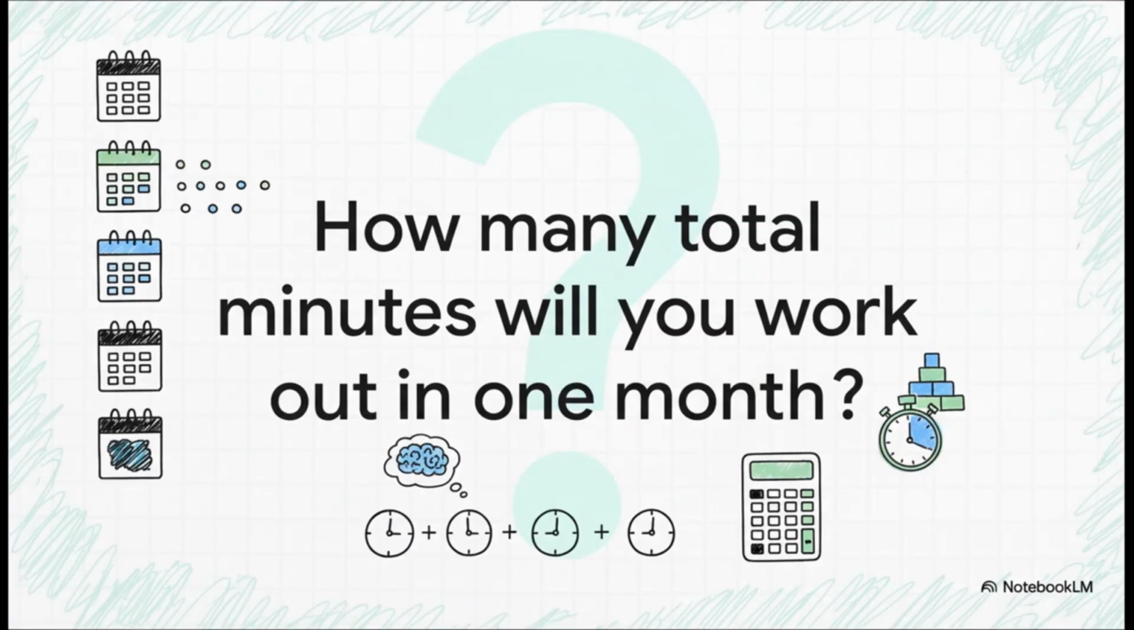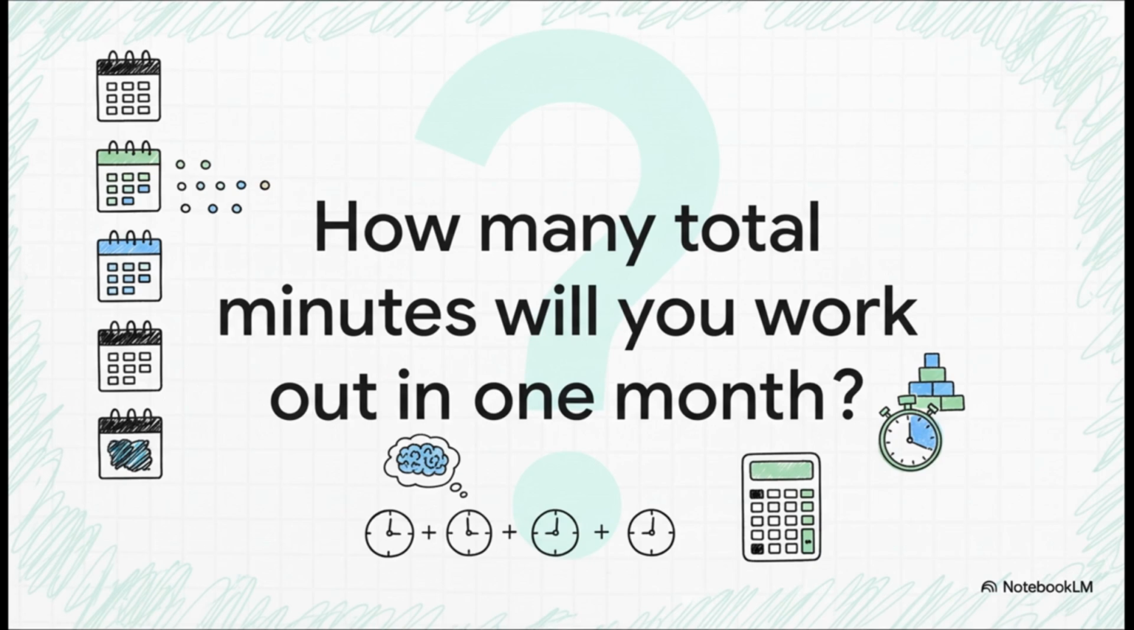Imagine you start a new workout plan. Day 1 is 10 minutes. Day 2, 12 minutes. Day 3, 14. You get the picture. You add 2 minutes every single day. The question is, how many total minutes will you have worked out in a 30-day month?